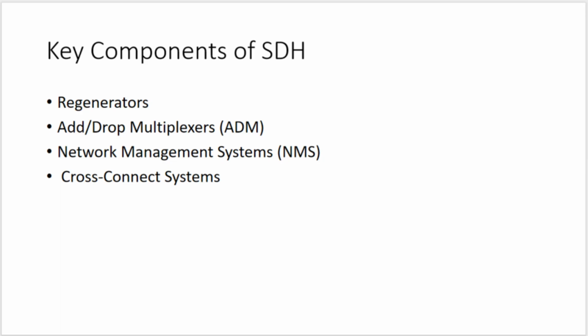And point number 3 is the network management system, or we call NMS, providing centralized control, monitoring, configuration, and maintenance of the SDH network. And the last one is the cross connection system, which allows switching of signals between different network paths for flexibility and redundancy.